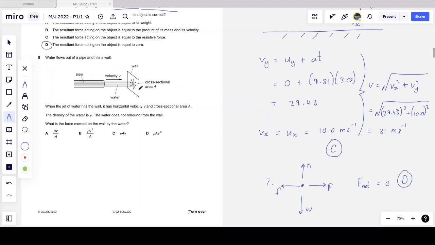Okay, so question 8 says, water flows out of a pipe and hits a wall. When the jet of water hits the wall, it has a horizontal velocity v, cross-sectional area a. The density of water is rho, and the water doesn't rebound from the wall. We want to know the force that is exerted on the wall by the water. So this is a very different type of question. It's not something that you have seen before, but they expect that you can derive the equation that gives us the force. So what am I going to do?